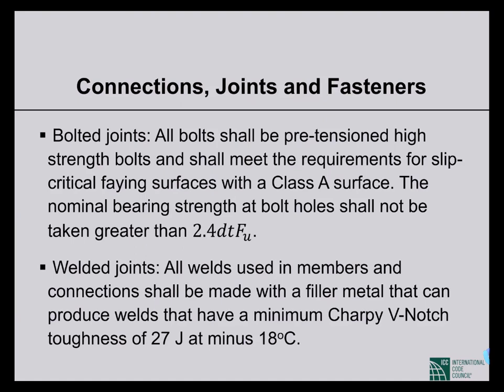Okay, we cannot use bearing type connections. The nominal bearing strength at bolt holes shall not be taken greater than 2.4 d t Fu. So this is the limiting value. Welded joints: all welds used in members and connections shall be made with a filler metal that can produce welds that have a minimum Charpy V-notch toughness of 27 joule at 18 degrees centigrade. So we're talking about some tests.